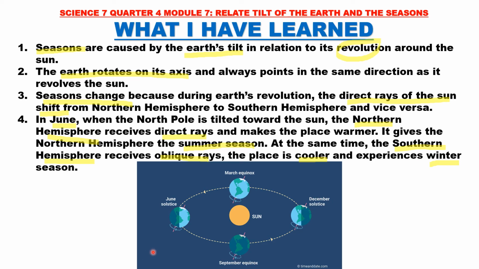So in this illustration, we could see that during the month of June, the northern hemisphere is tilted toward the sun. That is why the direct rays of the sun fall in the northern hemisphere. So the season experienced in the northern hemisphere is summer. In the southern hemisphere, it is tilted away from the sun, therefore, only oblique rays of the sun fall in this part of the earth, and the southern hemisphere experiences winter.